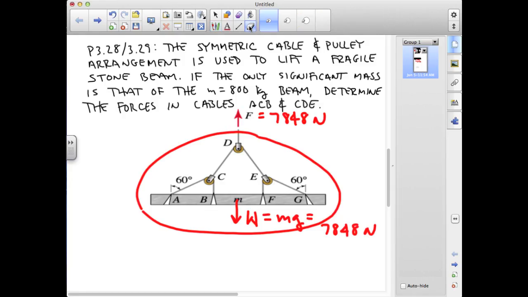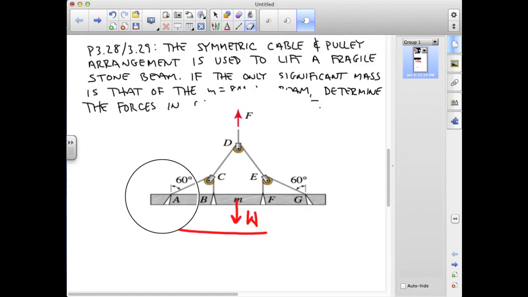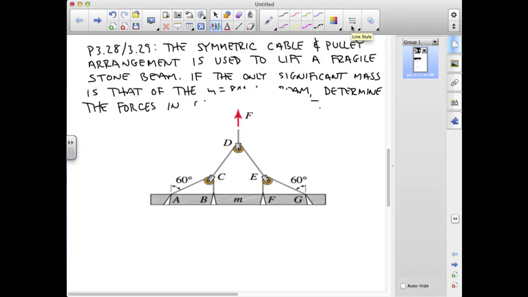I'm going to erase this now. And just write that F is equal to 78.48 newtons. And so now we're looking for the tensions that are carried by these two cables, CDE and ACB. And we might just note that because of the symmetry of the problem, the tension carried by cable segment FEG will be the same as that by ACB.